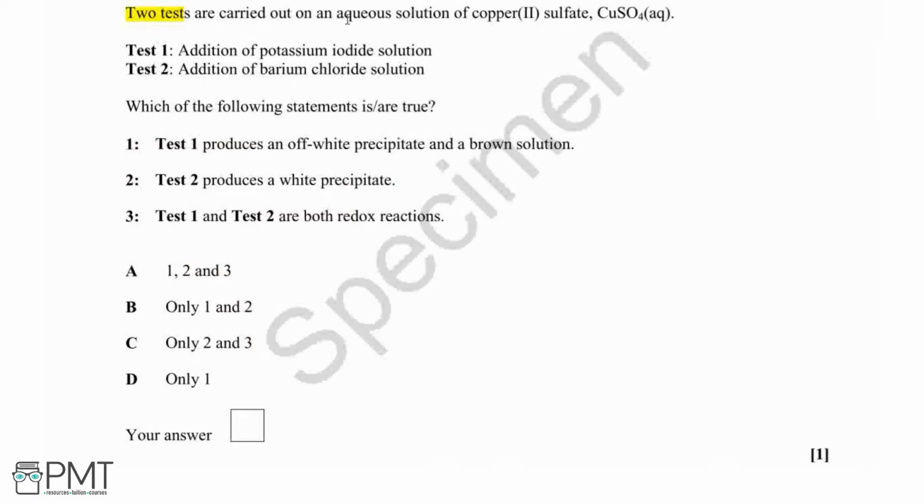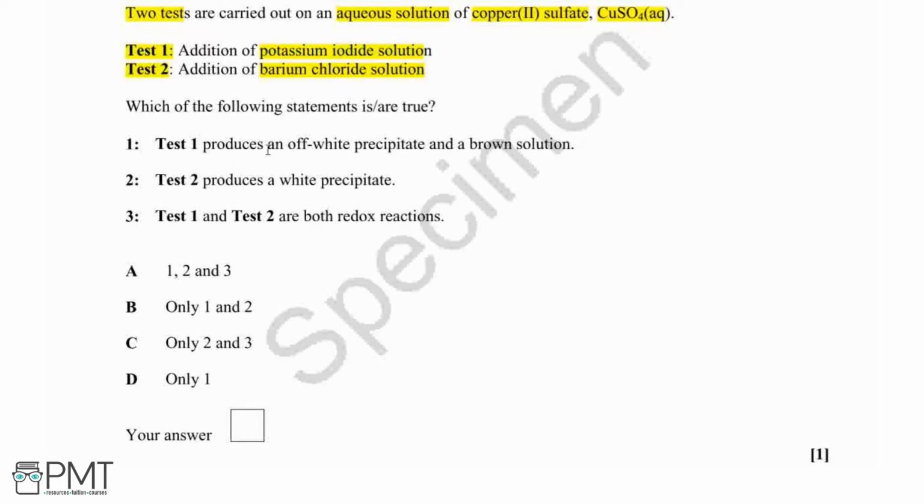Two tests are carried out on an aqueous solution of copper(II) sulfate, with the formula shown here. Test 1 is the addition of potassium iodide solution, and test 2 is the addition of barium chloride solution. For this question, we have to pick which of the following statements are true. It could either be just one that's true or a combination of the three statements.